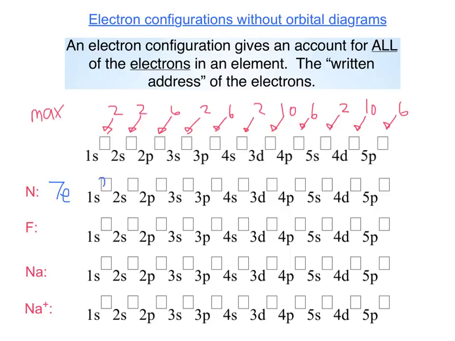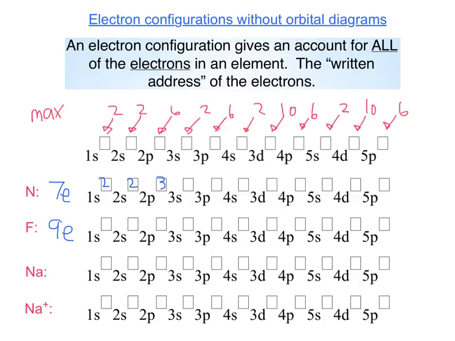S can hold 2, so I'm going to put 2 here. And then I've used 2 out of the 7, so I have 5 more. Here's another 2. And now I've used 4 electrons so far. 2 plus 2 is 4. That means I have 3 more left. And so I'm going to put the last 3 in this p orbital since the maximum is 6. So the electron configuration for nitrogen is 1s2, 2s2, 2p3.